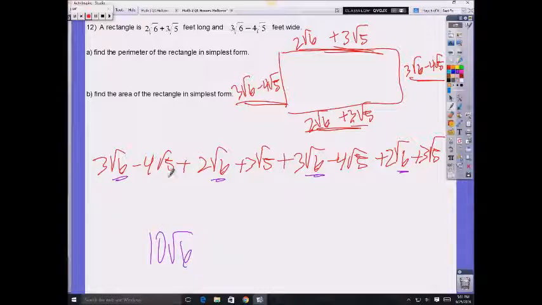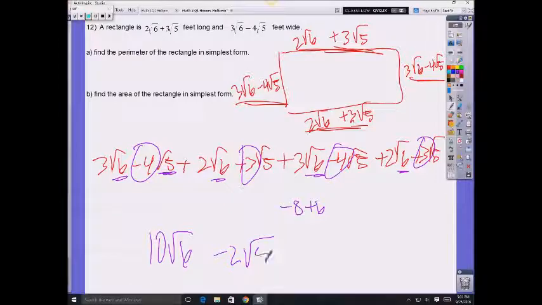Now let's add up all the square roots of 5. Minus 4 plus 3. Minus 4 plus 3. So minus 4 is minus 8. And 3 plus 3 is 6. So it's a minus 2 square roots of 5. And square roots of 5 and square roots of 6 are totally different units. You cannot add them. That is your perimeter.